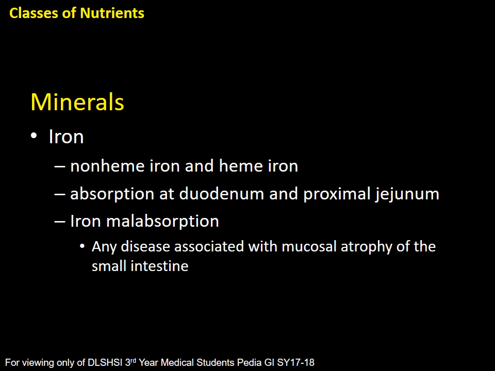Iron. Absorption of iron takes place in the duodenum and the proximal jejunum. The amount absorbed is highly dependent on the total iron body stores and the rate of erythropoiesis. Any disease associated with the atrophy of the mucosa of the small intestine may lead to its malabsorption.